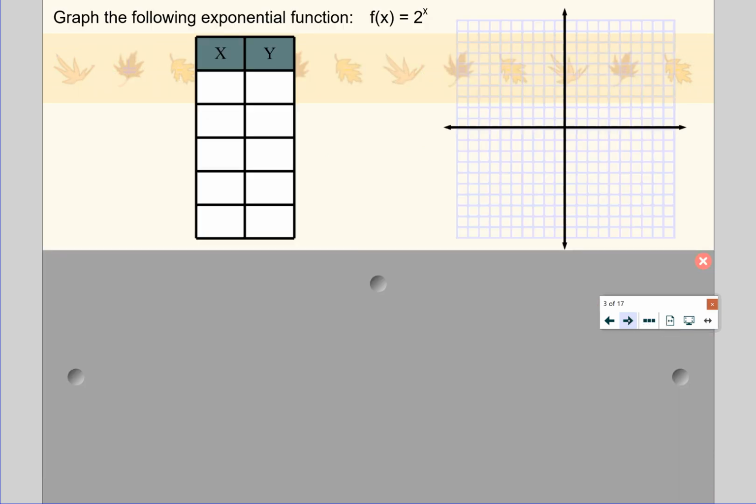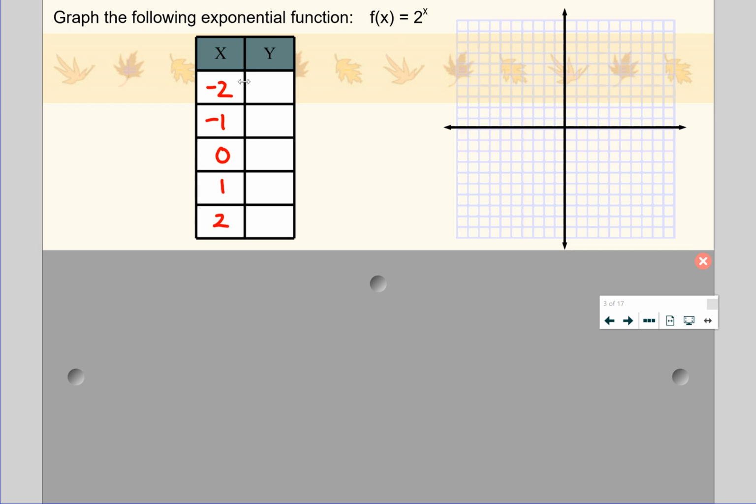Okay, the next couple problems are just some quick graphing problems. We're going to do these without the calculator. Because exponential functions are defined for all real numbers, you can plug any numbers in for x. I'm just going to use negative 2 to 2 in my table and plug them in by hand.